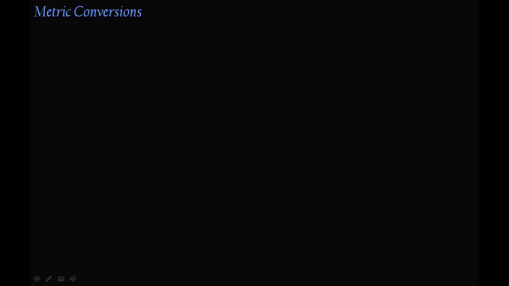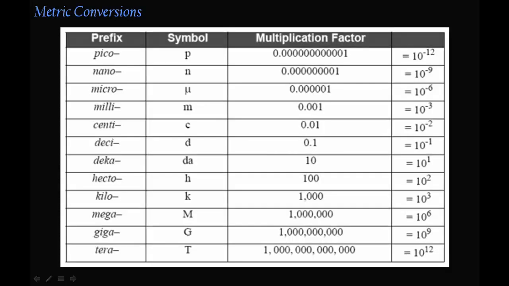Another type of conversion we'll commonly be exposed to is metric system conversions. The metric system is based on prefixes which stand for different powers of 10. Some of the more common ones are shown here. For example, the prefix milli stands for 10 to the negative 3 or 1,000th of something. The prefix kilo stands for 10 to the positive 3 or 1,000 times something. For example, a kilometer stands for 1,000 meters, or a milligram stands for 1,000th of a gram.